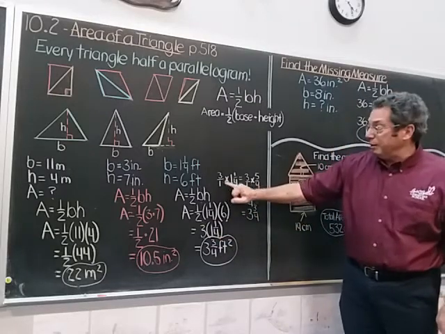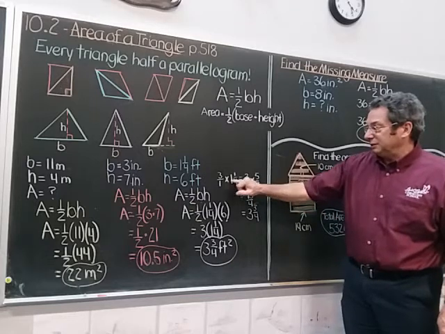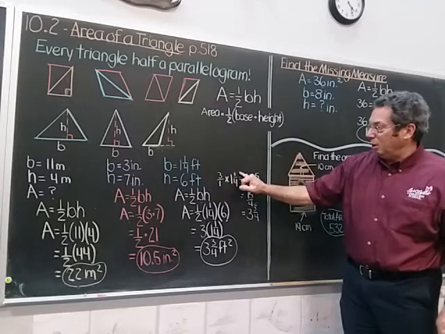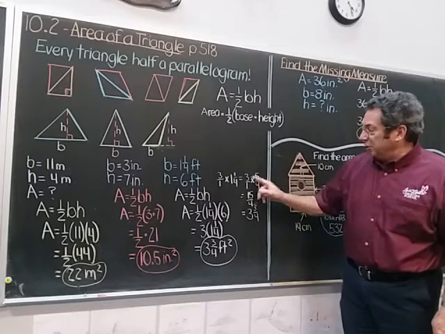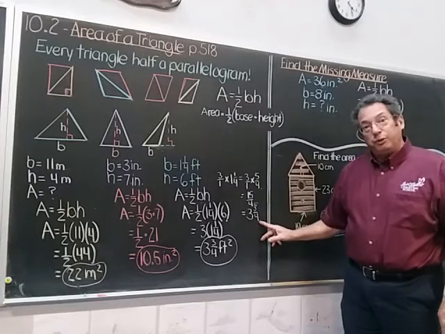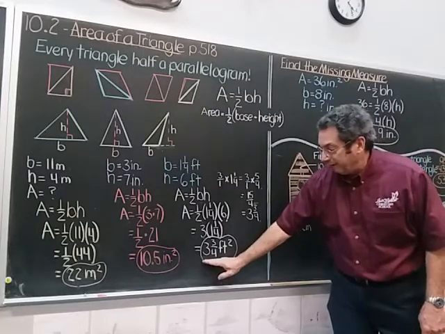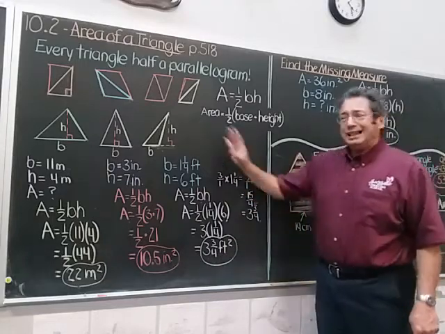Over here I did this. 3 over 1 times 1 1/4 equals 3 over 1 times 5/4. 4 times 1 is 4, plus 1 more is 5, 5/4. Again, I'll simplify before I multiply. So 3 times 5 is 15, 1 times 4 is 4. 15/4 is 3 and 3/4. So the area is 3 3/4 square feet for that triangle. That's how you use the formula.